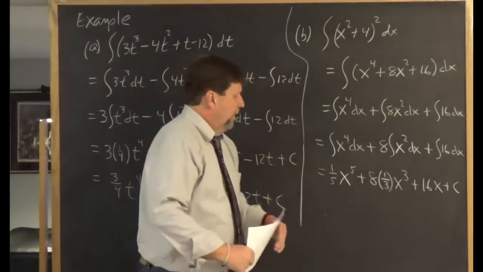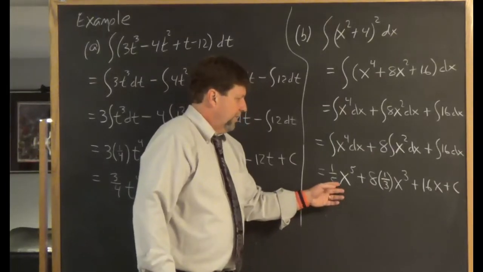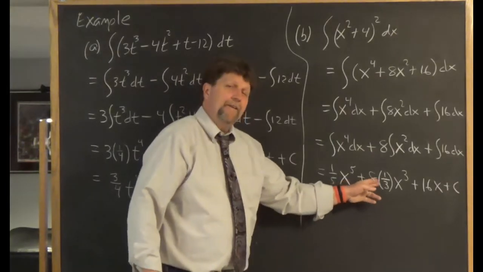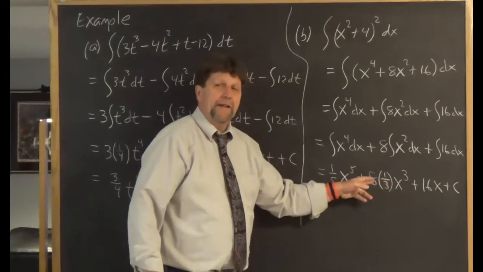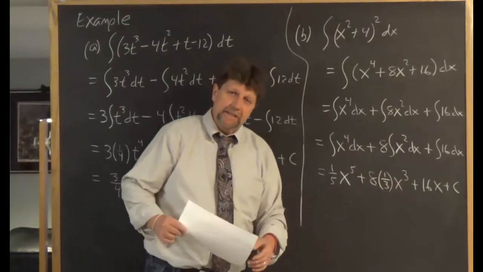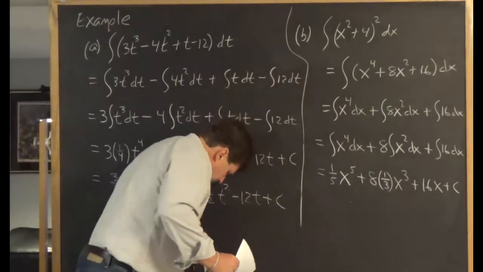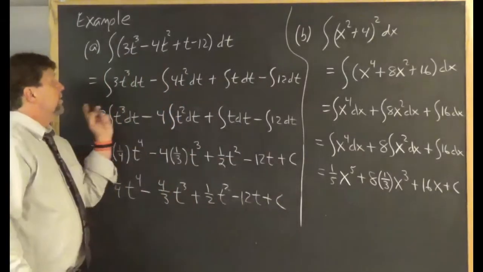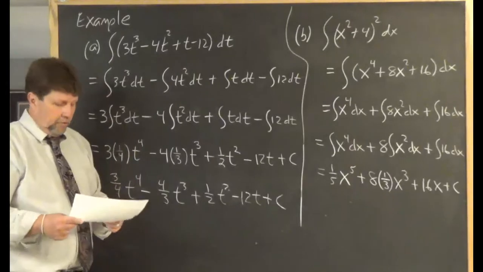And we could go ahead and say it's 1/5 x to the 5th plus 8/3. We could multiply that together to get 8/3. x cubed plus 16x plus c. So there's 2 examples, kind of using all the rules.